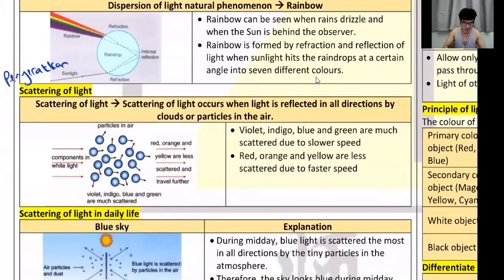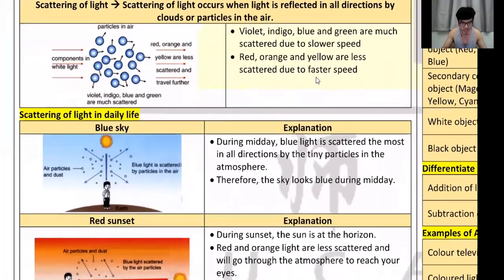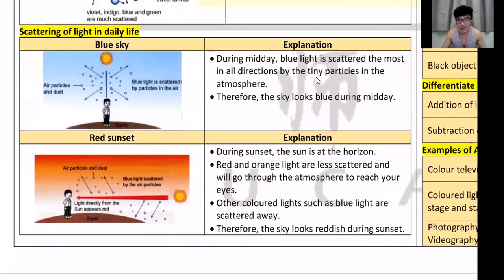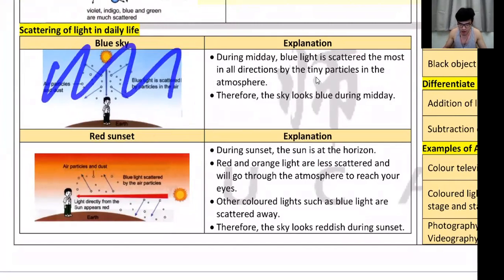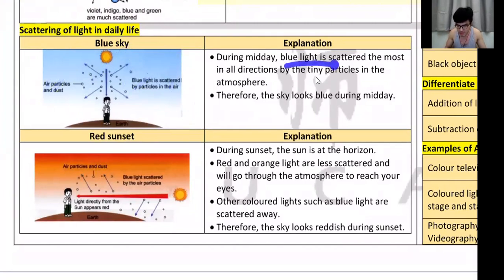So what do you see? Scattering light, you will see blue sky and red sky during sunset. So why blue sky? This happens during noon, like afternoon, during 12 to 3 p.m., you will see blue sky. Why? Because blue light is the most scattered. Cahaya biru paling banyak diserakkan. So blue is the most scattered. Blue runs everywhere. That's why you see blue.